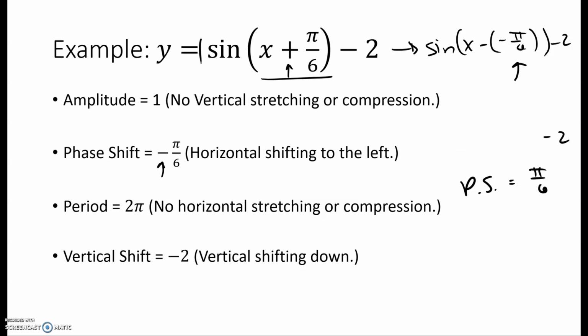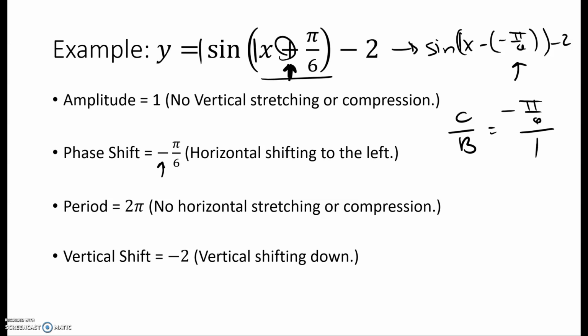Now, notice I don't have a number in front of x. It's actually understood to be 1. So our c over b for our phase shift would be negative pi over 6 over 1, so just negative pi over 6. So what we have here is we're shifting to the left. If we just look at the original function, because it's positive, I would think it'd go to the right, but since it's talking about phase shift, it's the opposite, so we're going to the left.